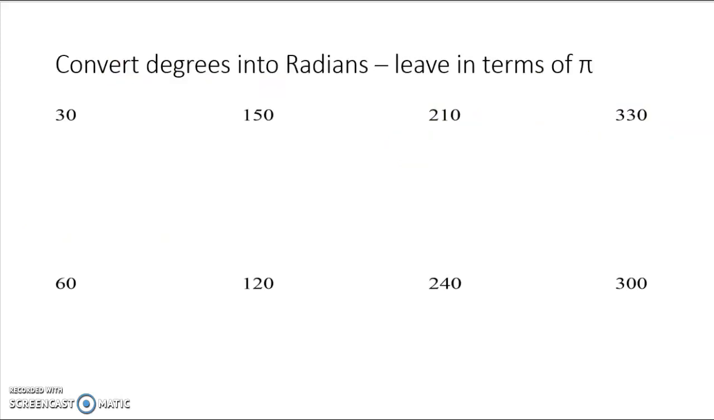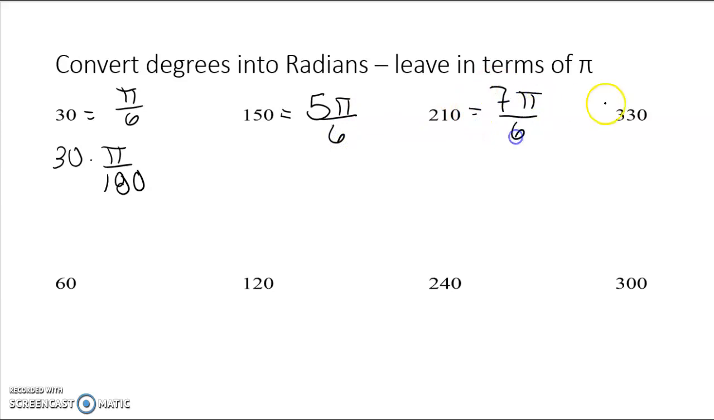And let's look at these degree measures that you should sort of recognize. So if we convert 30 degrees into radians, we're at 30 times pi over 180. We're at pi over 6. I'm going to leave the work for us to either do in class or you to do on your own, but I'm just going to say trust me on this. This turns into 5 pi over 6. This turns into 7 pi over 6. And this turns into 11 pi over 6.